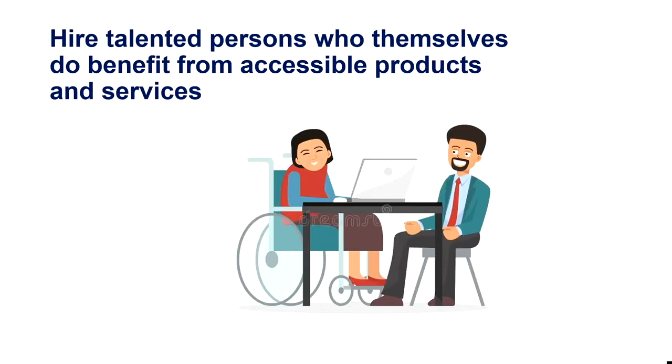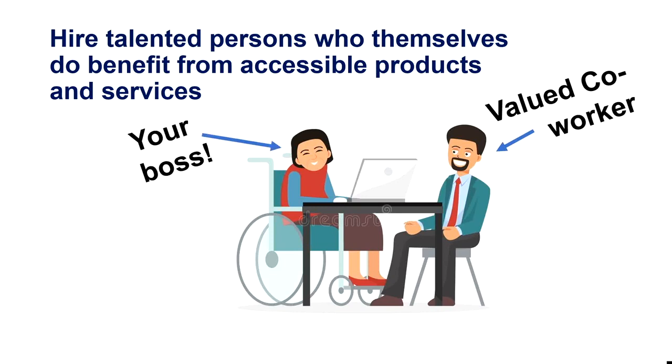Hire talented persons who themselves do benefit from accessible products and services. This is a simple trick to apply when you want to change the mindset of the entire organization. By employing someone very talented who's also in need of assistive technology, you will soon realize that accessibility becomes a natural thing for all your coworkers. This will also affect the development of your products and services, since no one would like to harm a valued coworker, especially if that coworker happens to be your new boss.